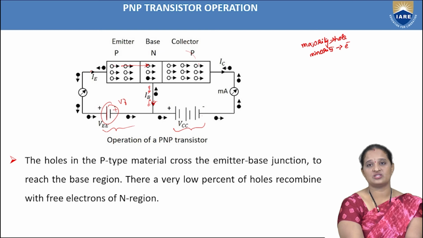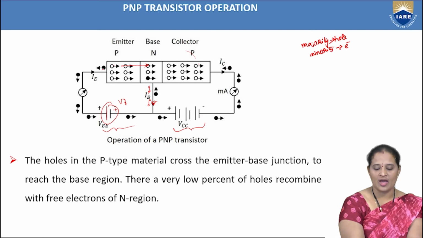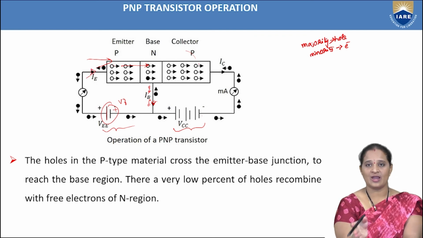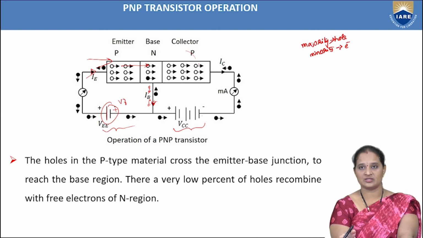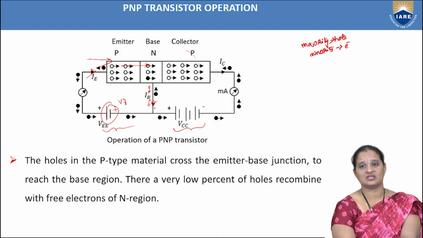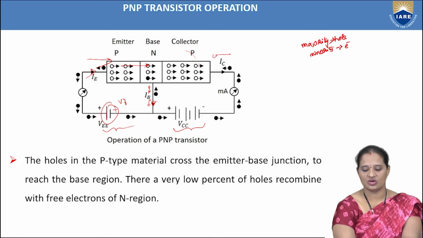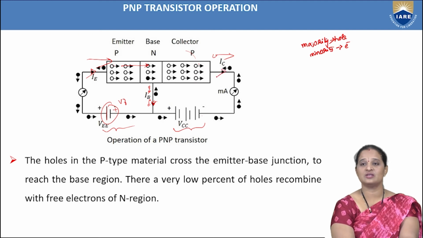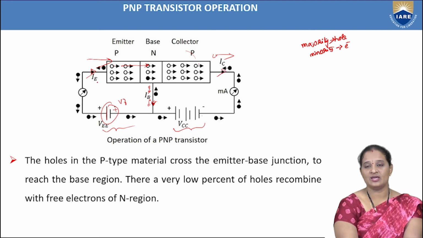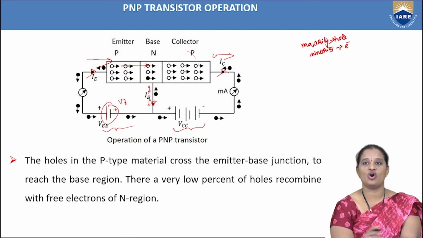The direction of conventional current is always the same as the direction of motion of holes. As the holes are moving in this direction, the current direction is also this way. That is why the emitter current is entering in a PNP transistor, whereas the base current is leaving. And what about the collector current? The holes are attracted by the negative terminal, so holes are moving from the p-type collector to the negative terminal of the battery. That means holes are moving in this direction and hence the current is also outwards. So IE is inward, whereas IB and IC are outwards.